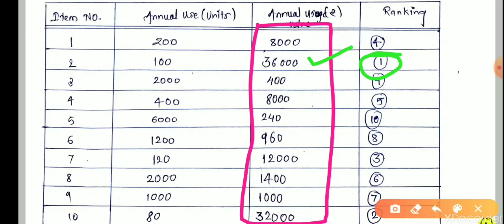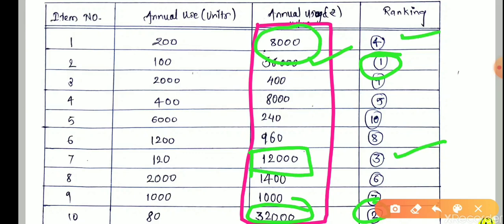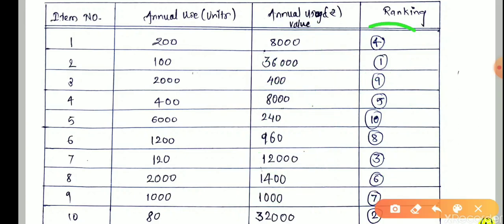Now the second highest, after the 36,000, which is just less than 36,000, is 32,000, which is item number 2. Similarly, number 3 is 12,000, number 4 is 8,000, number 5 is 8,000, number 6 is 1400. Hence, according to descending order, we have to decide the ranking of every item. This calculation is in table number 1.